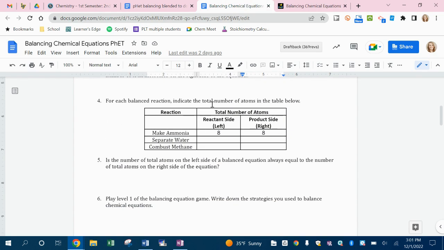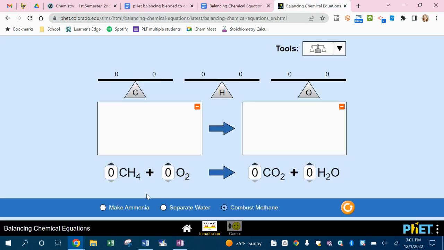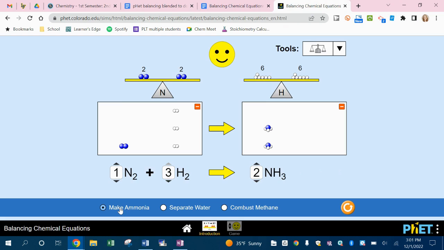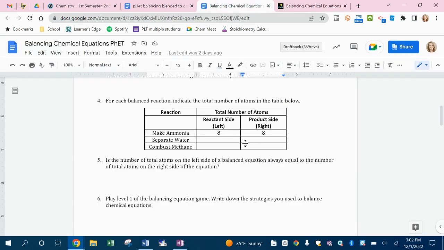Then for number 4, it says count the total number of atoms. If I go back to make ammonia, which luckily stays balanced for me, now I want to know how many atoms are on each side. If I again have the pictures up, I can just count how many circles I have. Here I have 1, 2, 3, 4, 5, 6, 7, 8. And that's the number filled in for you on the worksheet. In my products, I have 1 nitrogen and 3 hydrogens in each molecule. So 1, 2, 3, 4. But I have 2 molecules, so that would be 5, 6, 7, 8. And you can see here that we have the same number of atoms in our reactants as we do in our products.